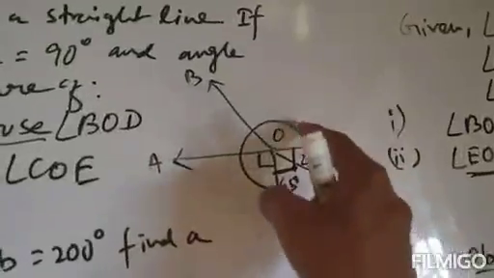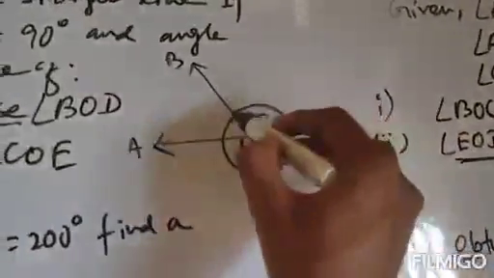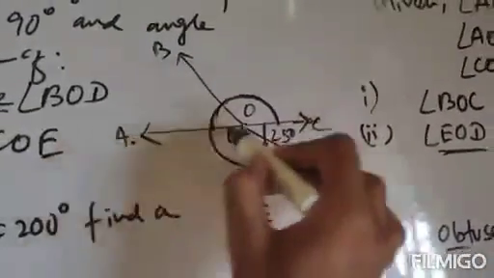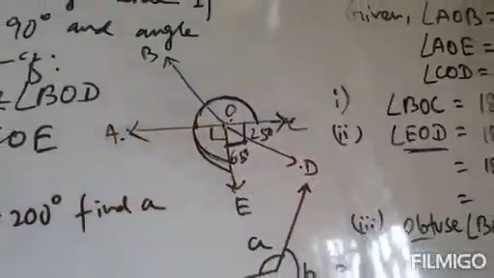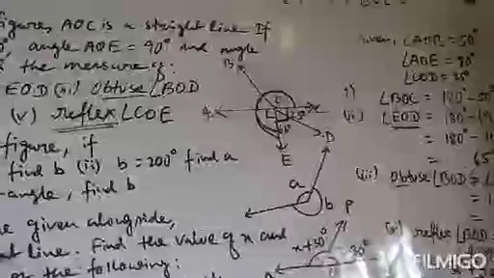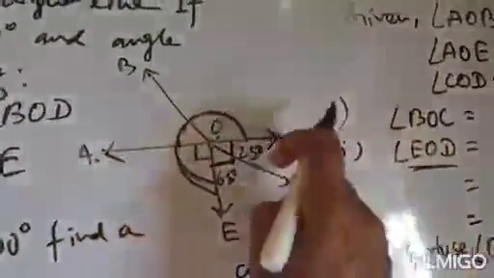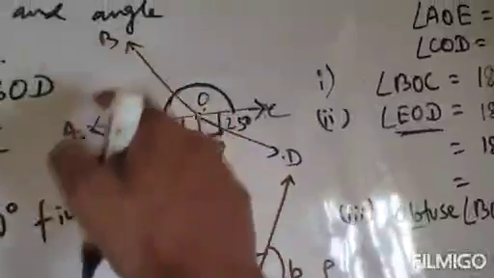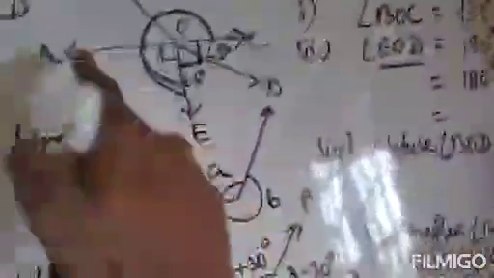Now you see that this total portion is a combination of this part, that is COB, this part, that is AOB, and also this part, that is AOE. So we can easily sum all these three angles to get the value of angle COE. So angle COE is the sum of COB, or you can say BOC, plus angle AOB plus angle AOE.